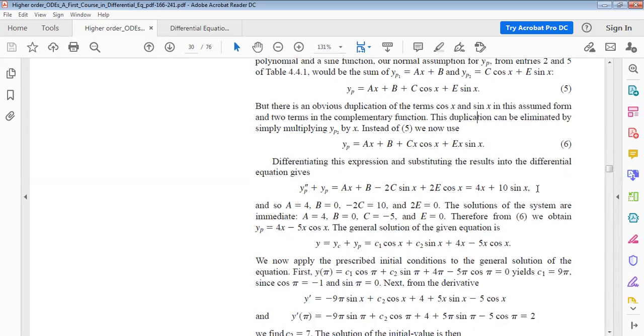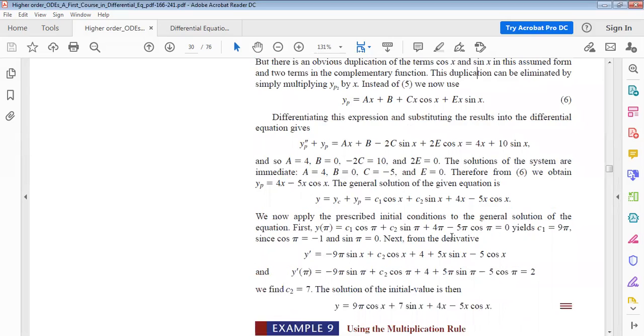Therefore, from equation 6, after putting all these values, we get the complementary function plus the particular integral 4x minus 5x cos x. So the total solution, the general solution of the given second order inhomogeneous differential equation, is the complementary function plus the particular integral, this. Now we will apply the initial conditions to the general solution of the equation.